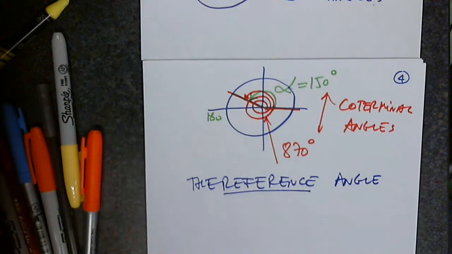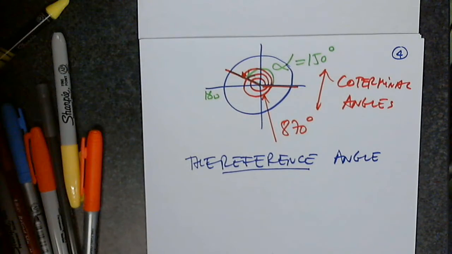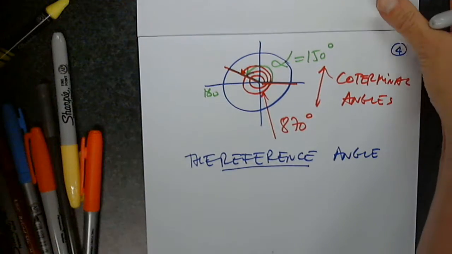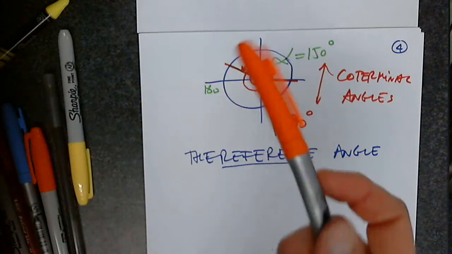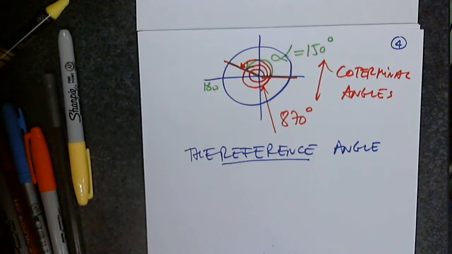The reference angle. We'll have examples of coterminal and going back and forth in a moment. But I just want to talk about the reference angle that I need. And it's super important, more than coterminal.